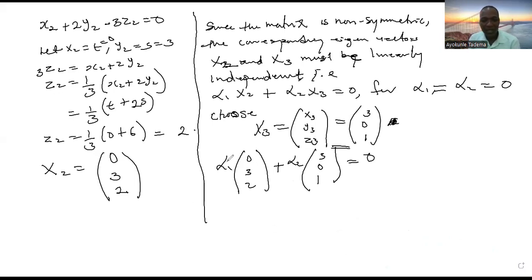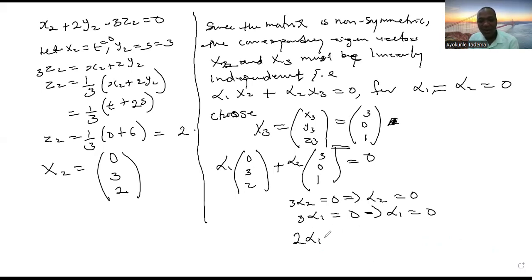And when you open the bracket here, you see this one multiplied by the first one. You see that was 3 alpha 2 equals 0, which implies alpha 2 equals 0. And the second one, you have 3 alpha 1 equals 0, and we can see that alpha 1 equals 0. And the last one, you have 2 alpha 1 plus alpha 2 equals 0. And since these are equal to 0, we have that 0 equals 0, meaning that these are linearly independent.